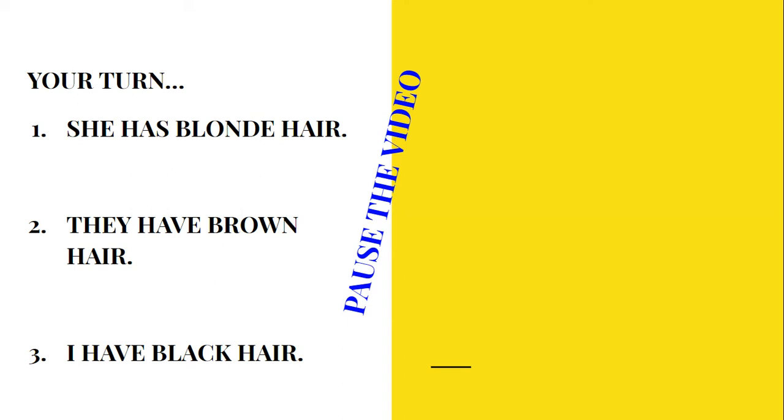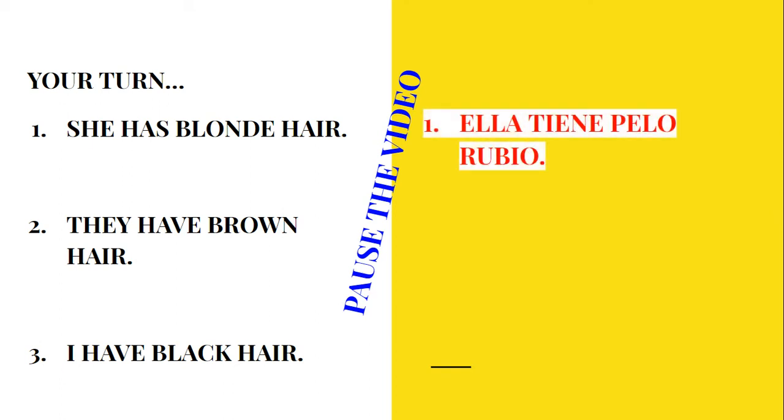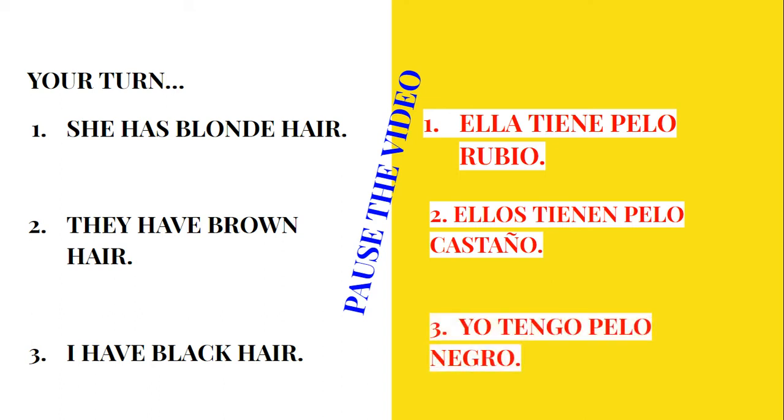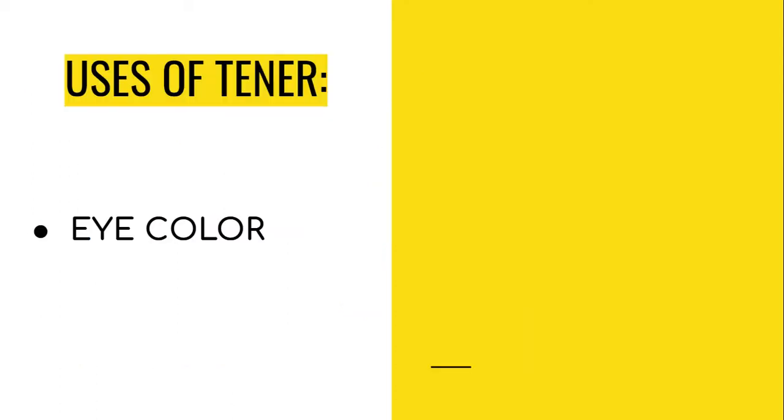Okay, let's see how you did. She has blonde hair. Ella tiene pelo rubio. They have brown hair. Ellos tienen pelo castaño. I have black hair. Yo tengo pelo negro. Hope you did well on that one.